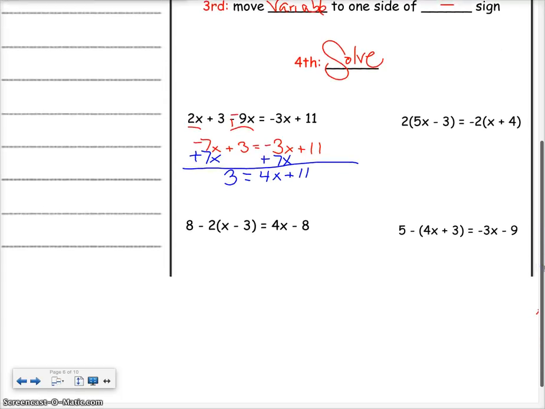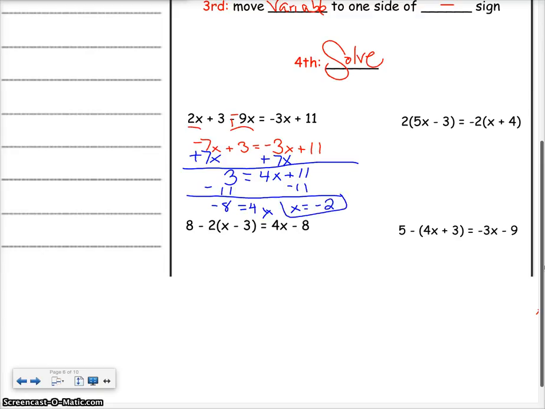Now you solve as normal. Move what's not connected. That's my 11. And then I'll move my 4. So the inverse of adding 11 is subtracting. What do you get? Negative 8 equals 4x. Divide by 4 and you get x equals negative 2.